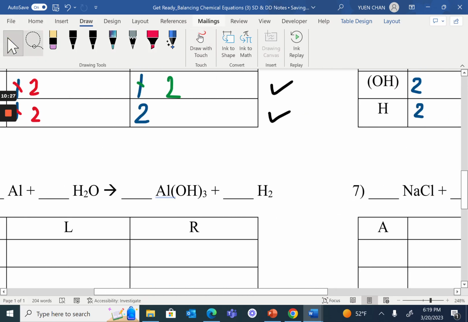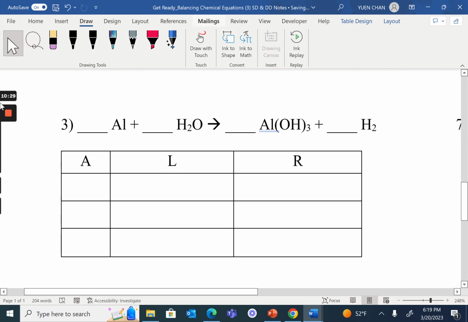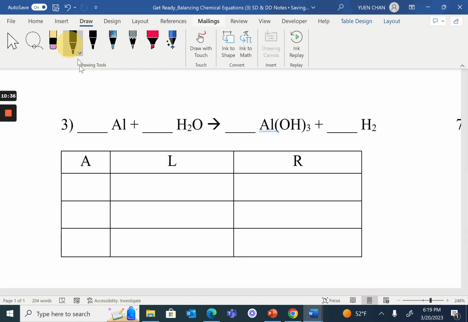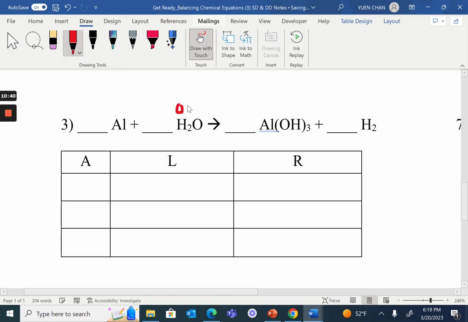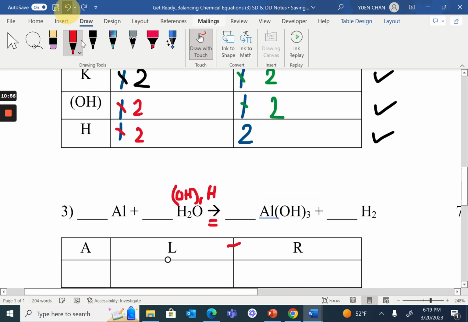Now on the bottom right here, I also can split the water, because I have water on the left, OH on the H on the right-hand side. So I'm going to first split the water. It will be OH parentheses 1, and then I have H. And I'm going to put the equal sign right there.